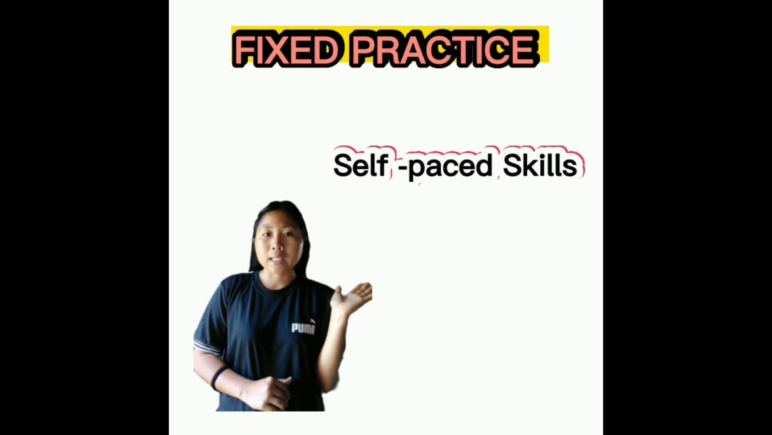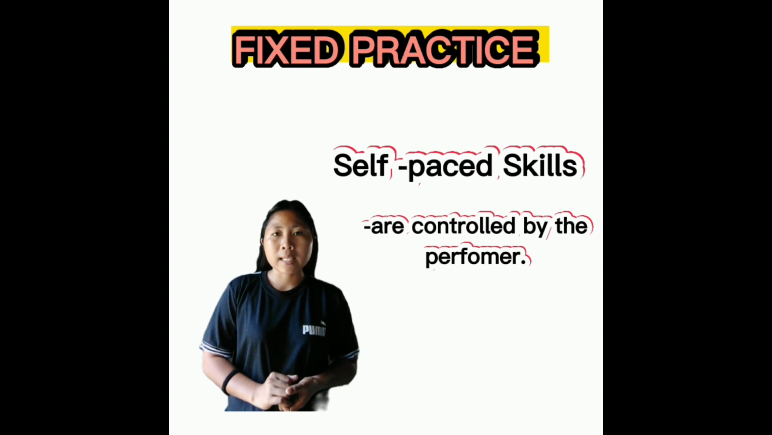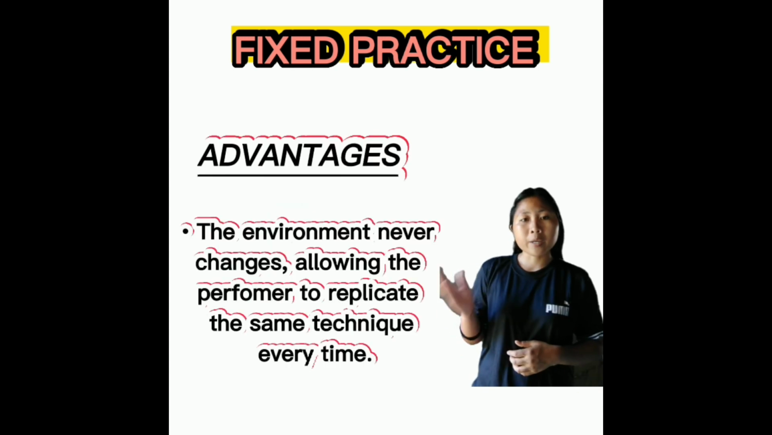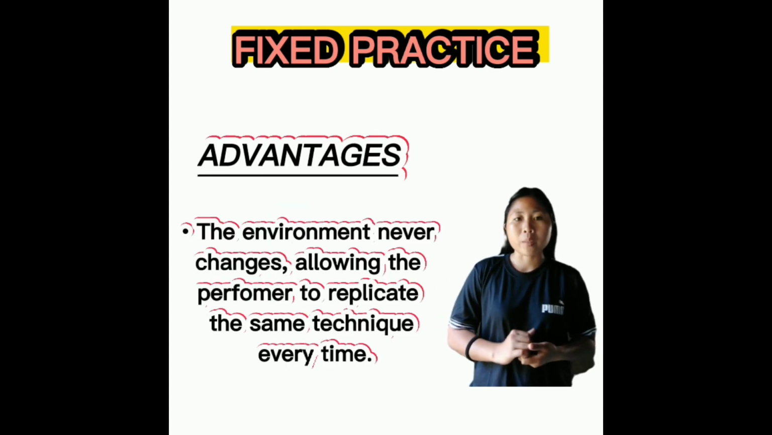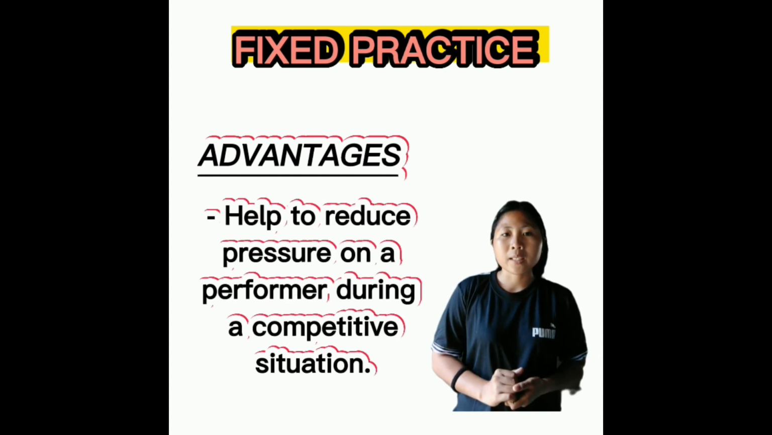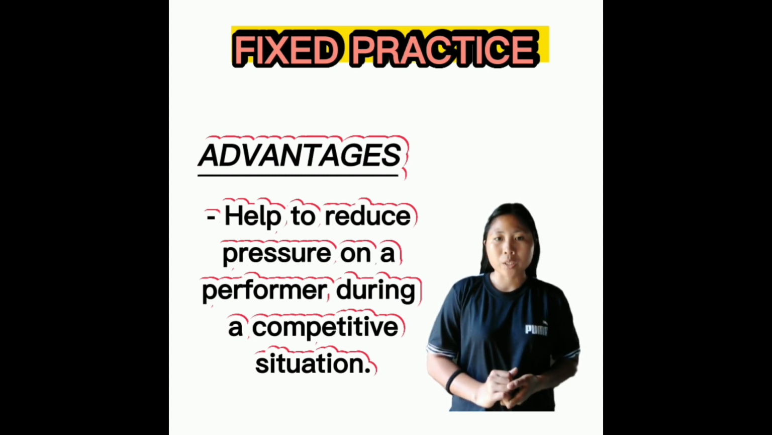While self-paced skills are controlled by the performer. The performer decides on when to execute the skill, such as in athletics when throwing the javelin or in gymnastics when vaulting. Externally paced skills are controlled by the environment. They include a decision and a reaction. Next, the environment never changes, allowing the performer to replicate the same technique every time. And it can help to reduce the pressure on the performer during a competitive situation.